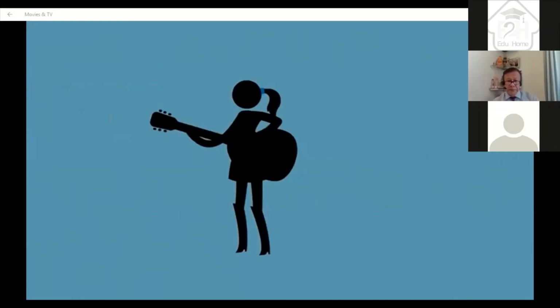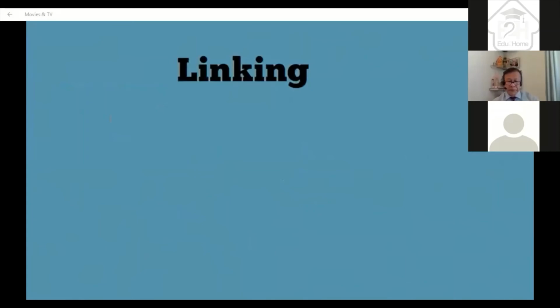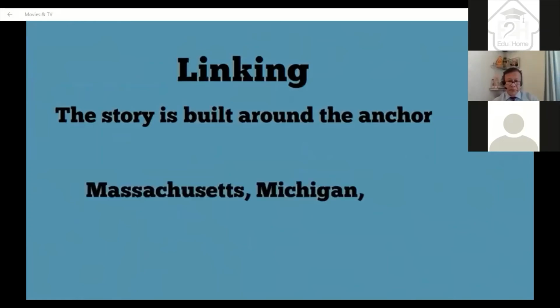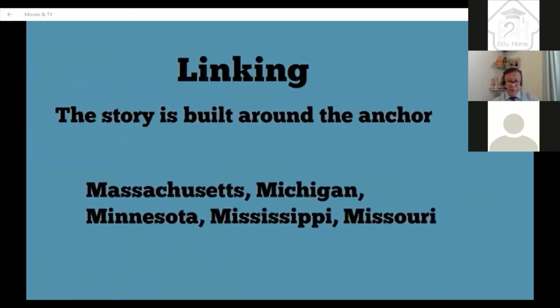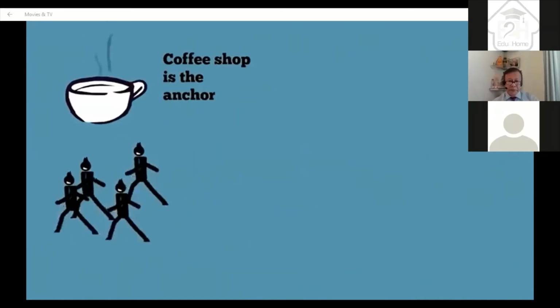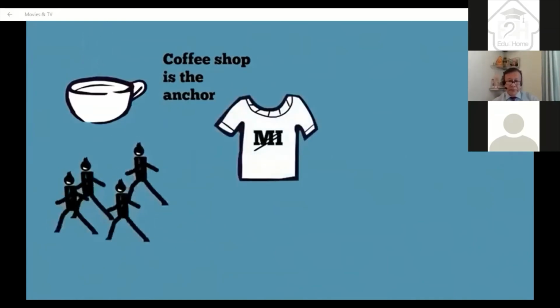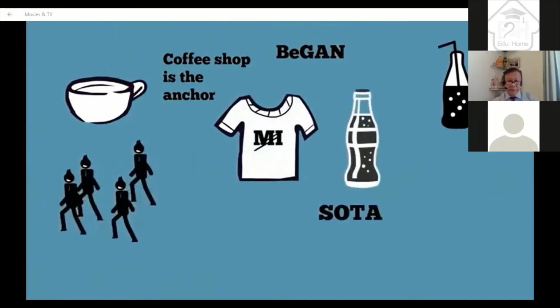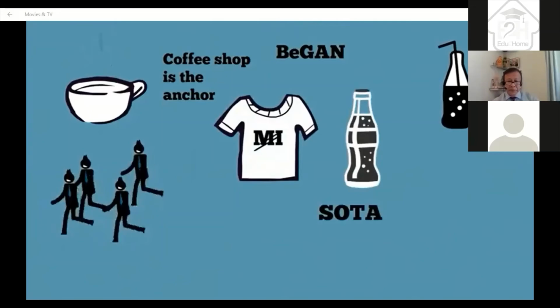And finally, for the last 5 states, I will use a technique called linking. Basically, you have an anchor, and then all of the words that you will memorize are linked to this anchor. The story: into a coffee shop, an MI on their shirt. They began to order a soda and had a sip, and then said it was sour.